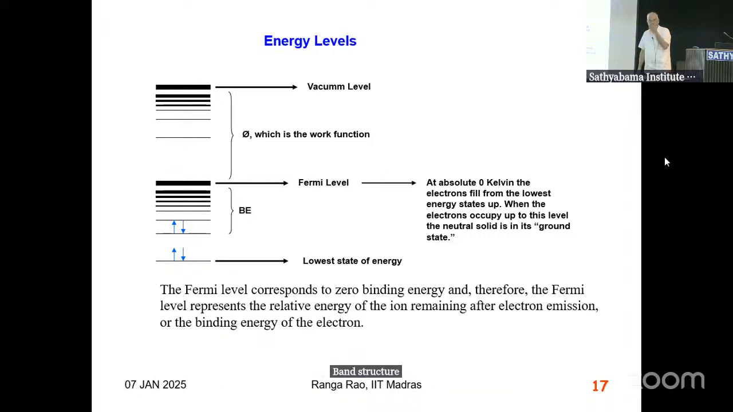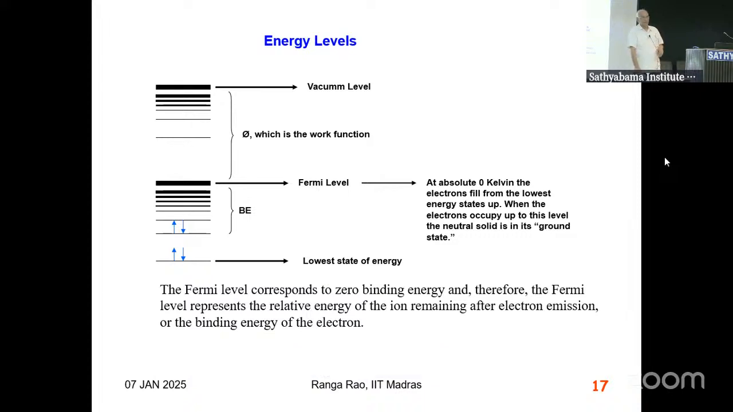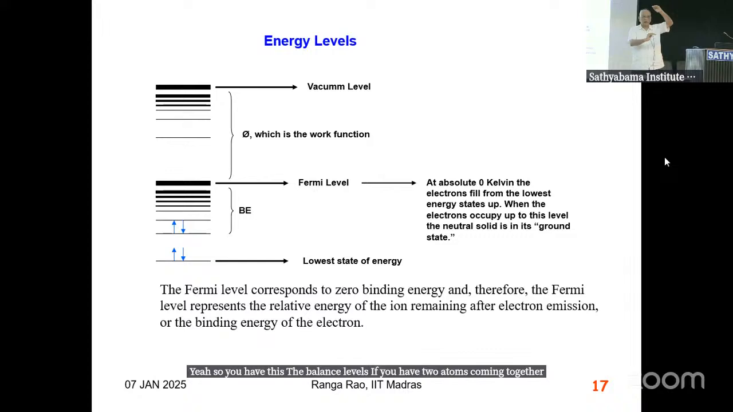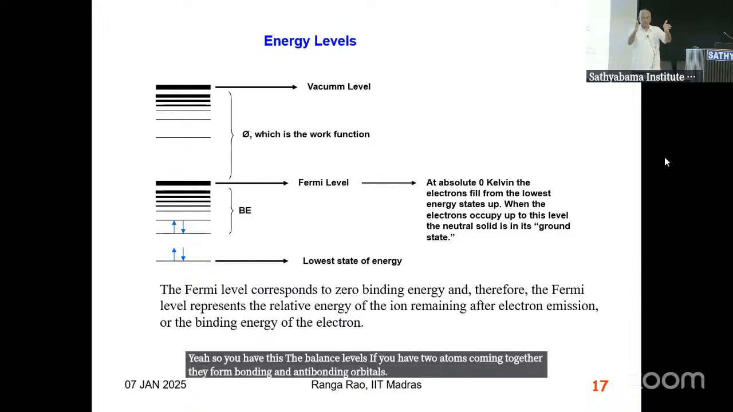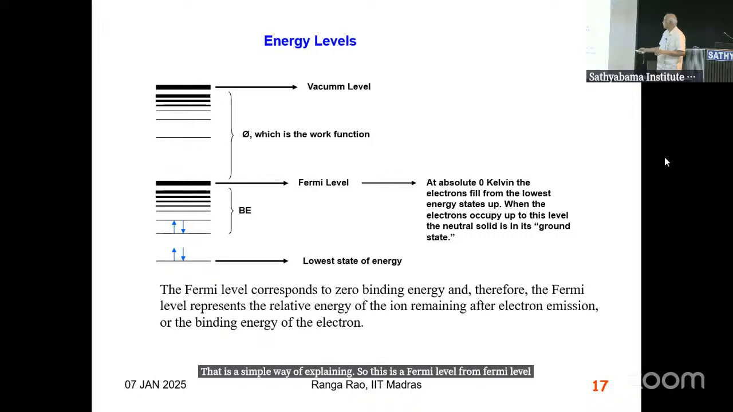You are all familiar with the band structure? How many of you are familiar with the band structure? Yeah. So you have these valence levels, right? If you have 2 atoms coming together, they form bonding and anti-bonding orbitals. Suppose you have n atoms coming together, you have bands forming there, right? So the valence electrons tend to give you bands like this. That is the simple way of explaining. So this is the Fermi level. From the Fermi level to the vacuum level, as I mentioned, is the work function phi.